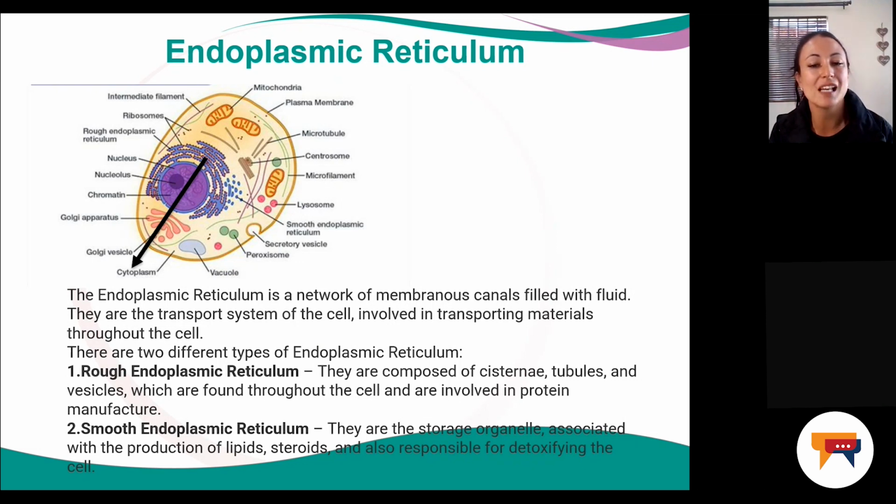There are two different types of endoplasmic reticulum. We sometimes just refer to it as ER because it's quite a mouthful. So we get the rough endoplasmic reticulum, and these are composed of cisternae, tubules, and vesicles, which are found throughout the cell and are involved in protein manufacture. And then we get the smooth endoplasmic reticulum. They are the storage organelle associated with the production of lipids, steroids, and also responsible for detoxifying the cell.